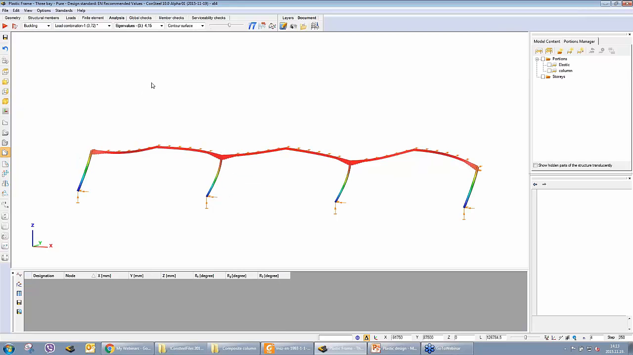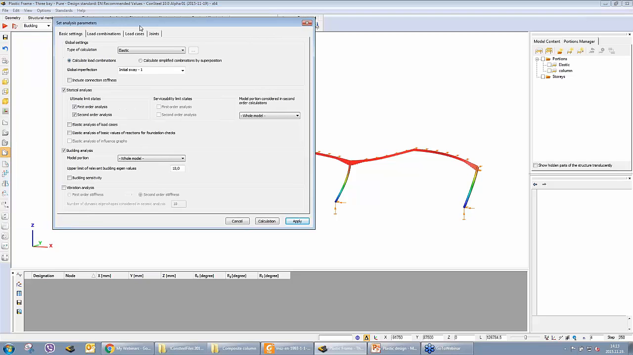So I would like to show now the plastic analysis settings. Here we can choose the type of calculation from elastic to plastic, and if we choose plastic, we can calculate static analysis, first or second order, and buckling analysis as well. This is based on linear buckling calculation, including the plastic hinge effects.